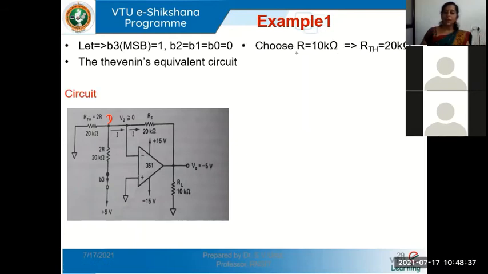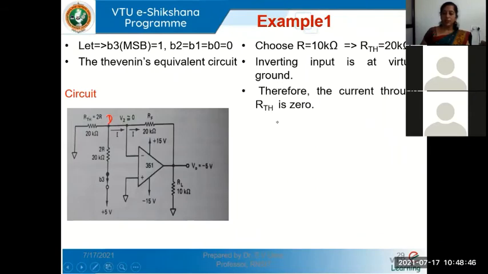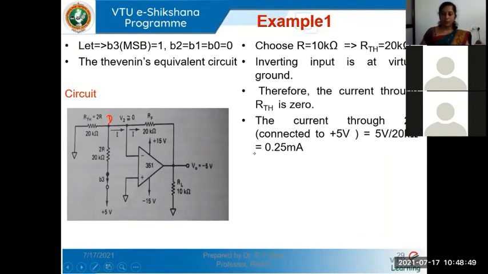Since the R value is 10K and this 2R is 20K, and the inverting input is at virtual ground, whereas the non-inverting terminal is at actual ground. So what will be the current through the 2R resistor which is connected to this one? What will happen to the current through the 2R resistor which is connected to plus 5? See, this point is at ground, zero potential. V2 is virtual ground, this is actual ground. Since this end is at ground, what will be the value of current flowing through this?